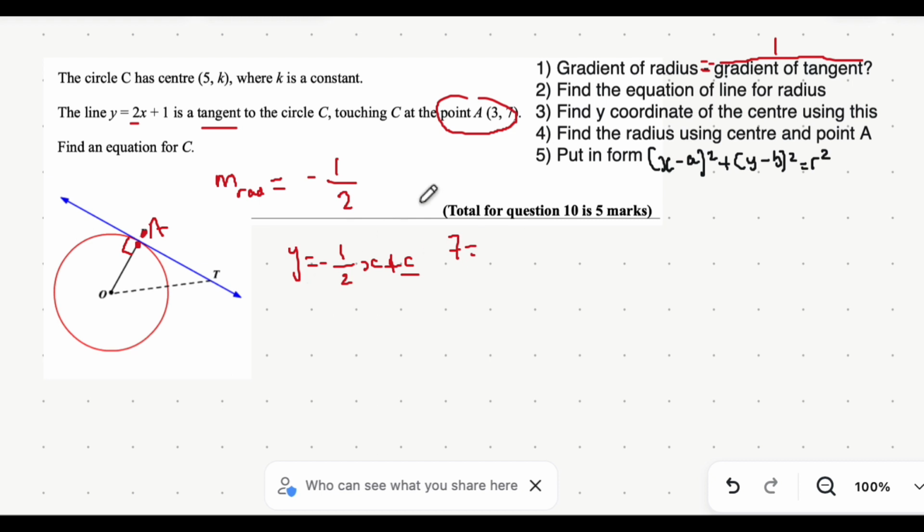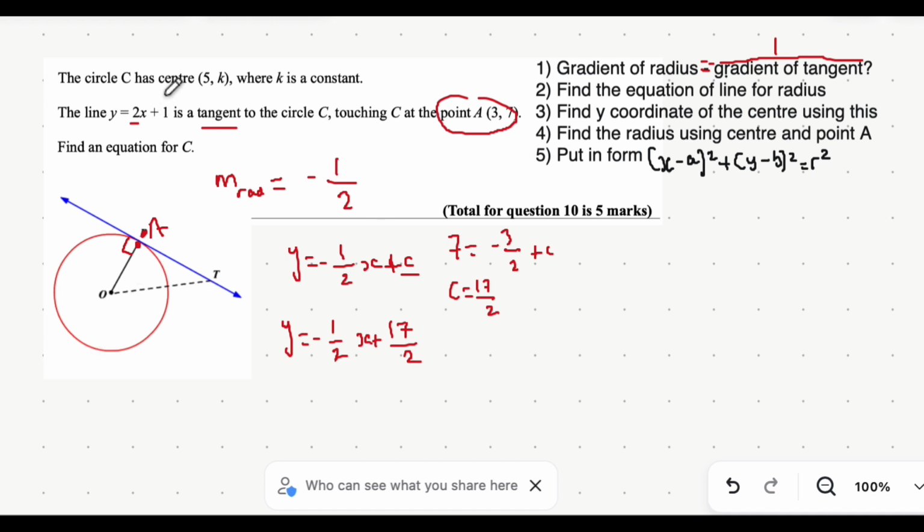y, which is 7, is equal to minus a half times 3, which is minus 3 over 2, plus c. After adding 3 over 2 to both sides, you'll get that 7 plus 3 over 2 is actually just 17 over 2. So c would equal 17 over 2. And now we have the equation of the radius, y equals minus a half x plus 17 over 2. Great. How do we use this now?